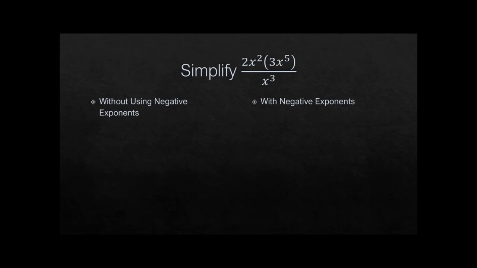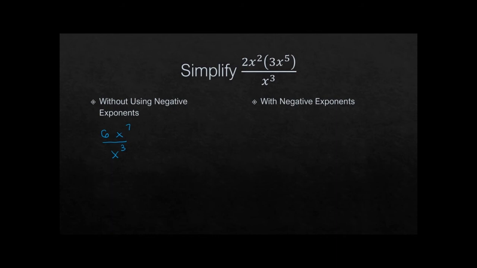So if I was not to use any negative exponents and I wanted to simplify this, the first thing that I would do is to multiply on the top. So you'd multiply your numbers, 2 times 3, which is 6. And then you add the exponents, 2 plus 5, which is 7. So our rule when we're multiplying things with exponents is that you add them together.